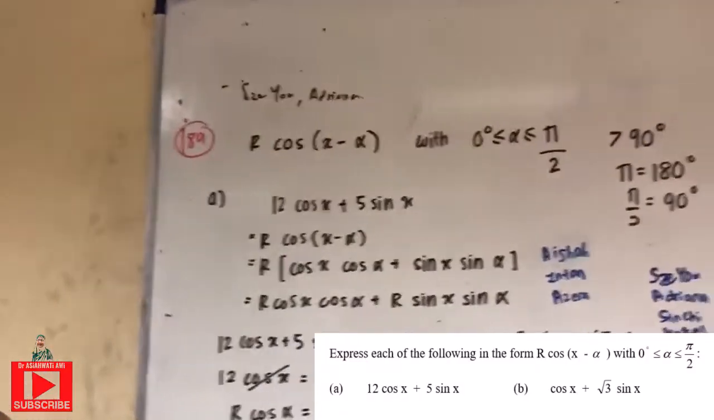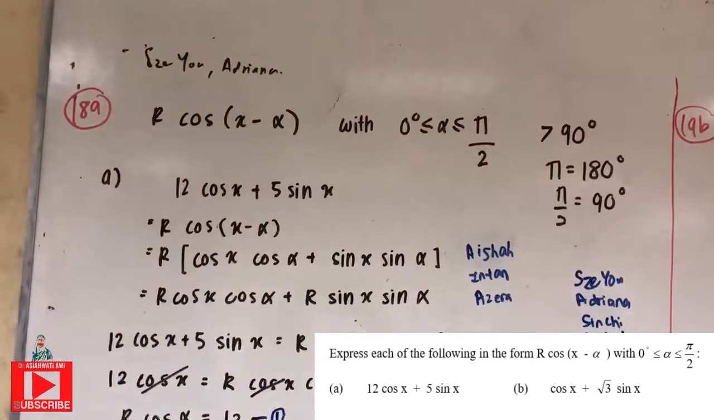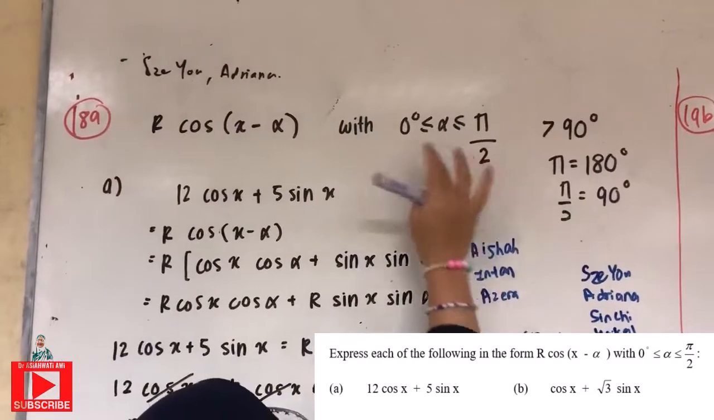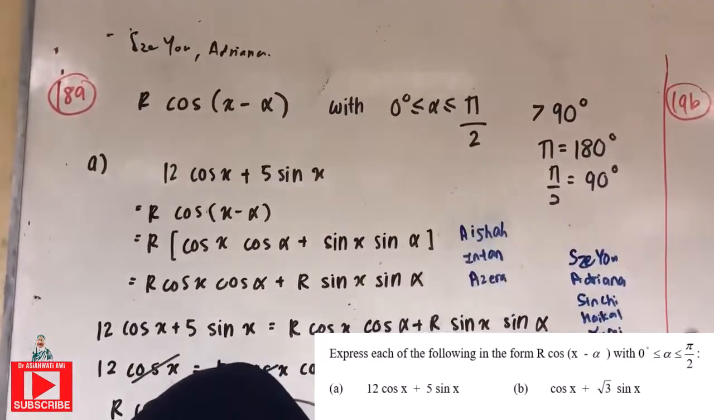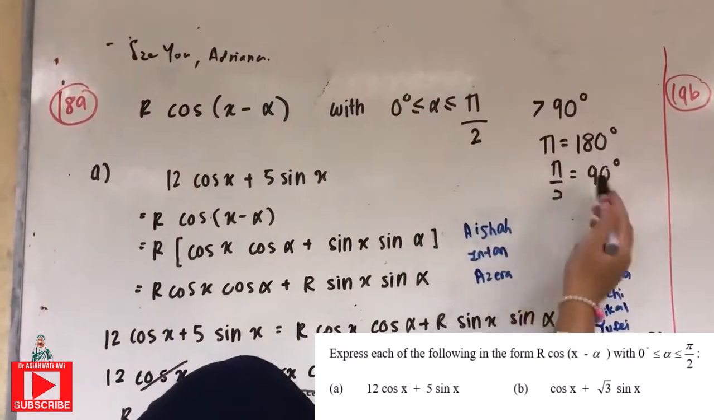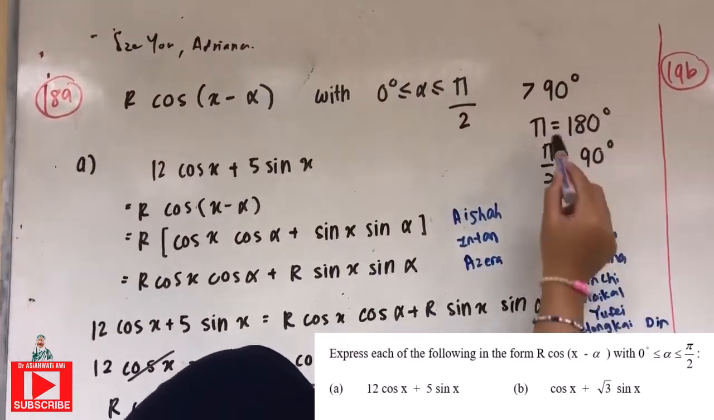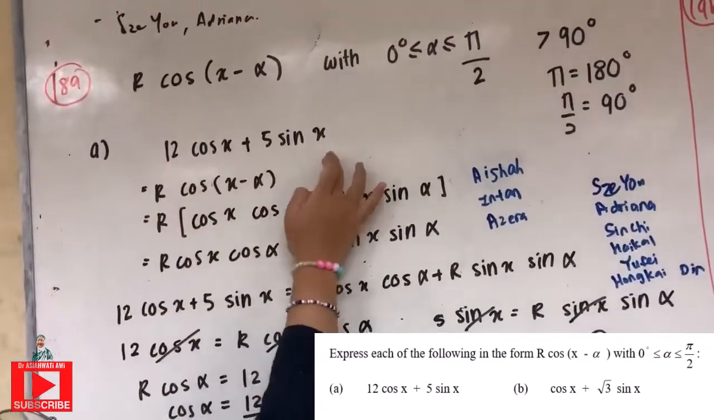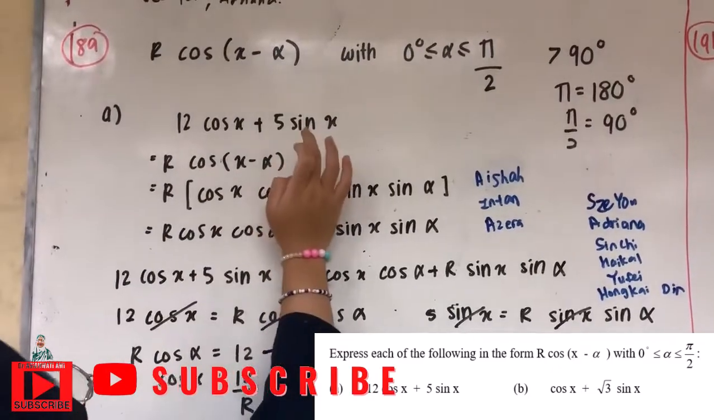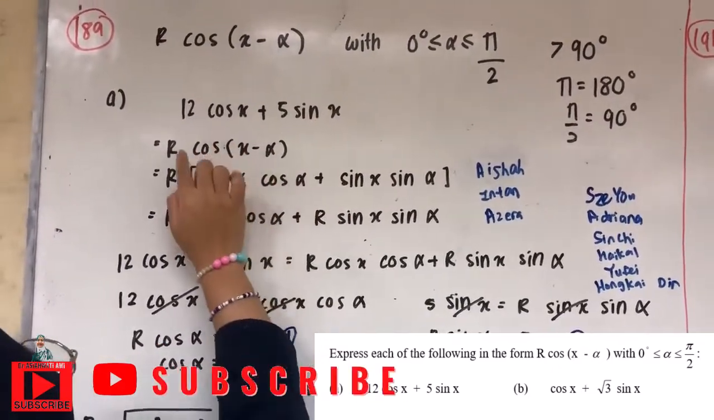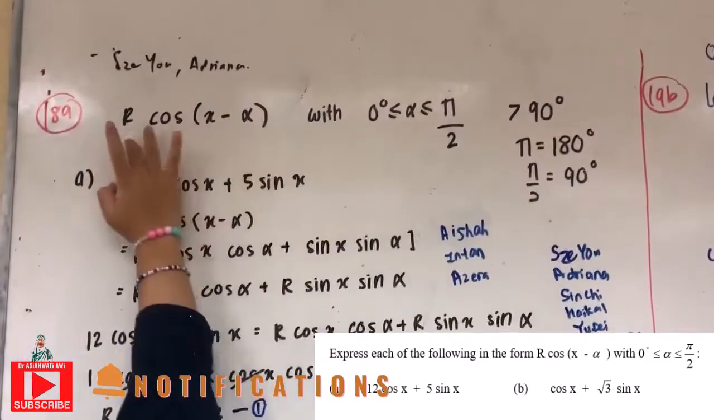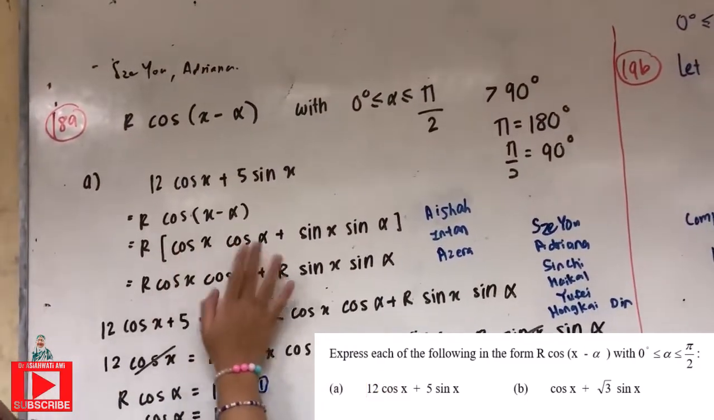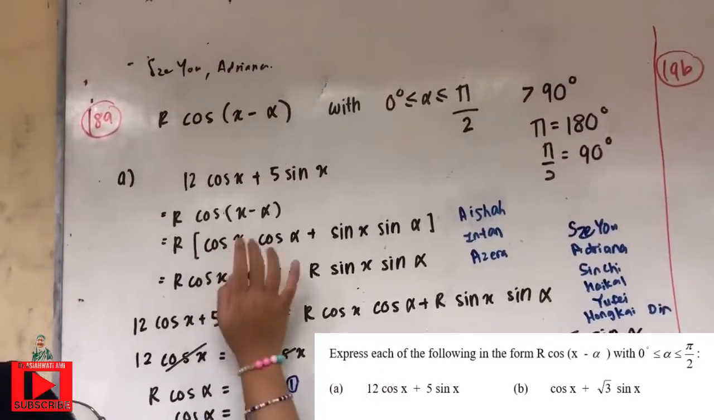Okay, so for question tutorial 18A, it is given r cos(x minus alpha) with alpha in the range between 0 and pi over 2. As we know, pi over 2 is 90 degrees, because pi is 180 degrees, so alpha must be less than 90 degrees. The given question A is 12 cos x plus 5 sin x, and then we use this formula r cos(x minus alpha), the compound angle formula.